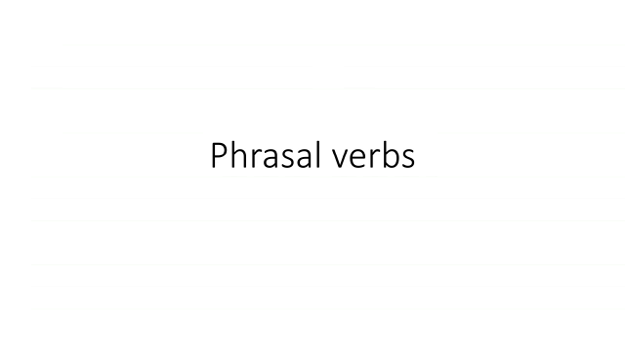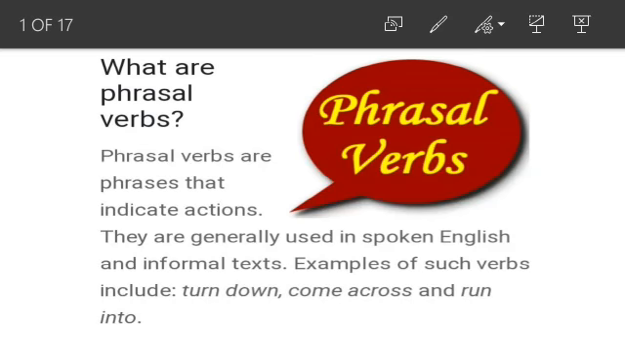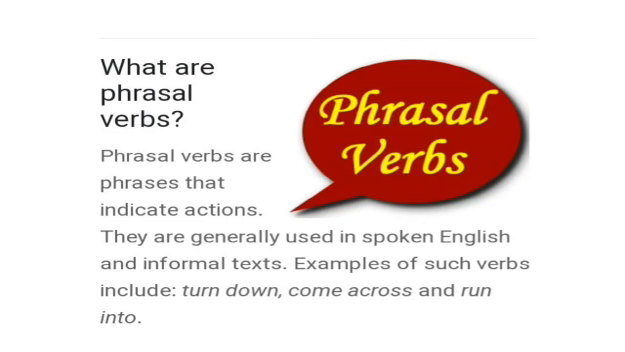Today's topic is phrasal verbs, and this is for class 10th. Okay, what are these phrasal verbs? By the name, you can understand what phrases and verbs are. So, phrasal verbs are phrases that indicate actions. They are generally used in spoken English and informal text. Examples of such verbs include turn down, come across, and run into.